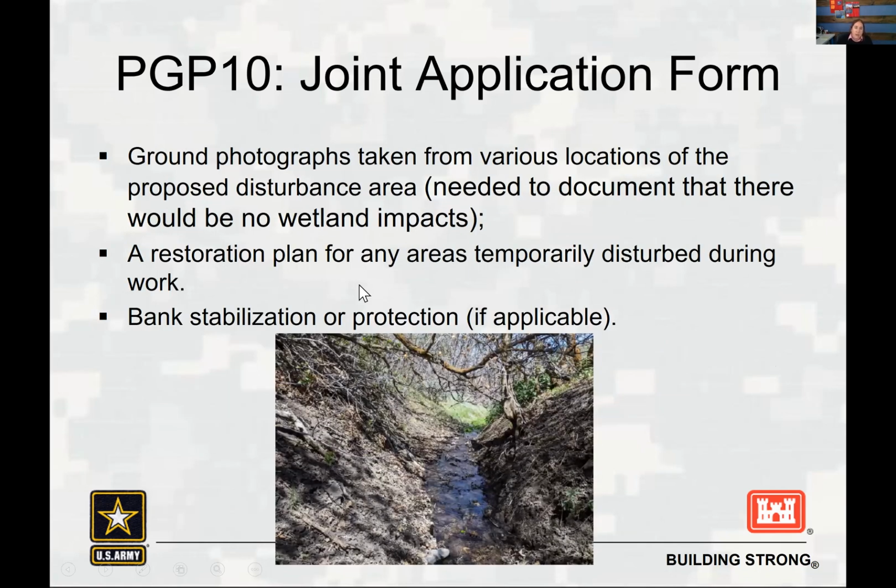And then we need to get ground photos of the site. The reason for that is because we need to make sure that there's no wetlands along the stream where you're doing the work. Because again, we need to make sure that you're not impacting special aquatic sites. And if you're impacting riparian vegetation, just make sure that you include a restoration plan. And for bank stabilization projects, include information about what you're doing when it comes to the bank stabilization.